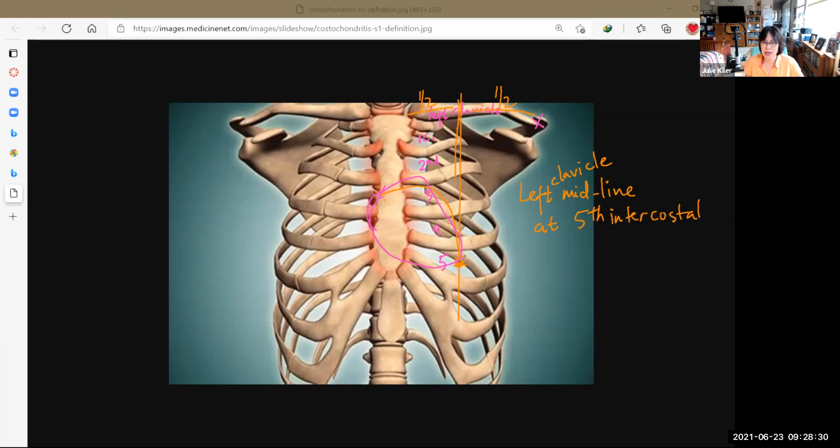Because this is the apex, this is the anatomical position of the apex. It is so important in clinical application. So where is that anatomical position? Left mid-clavicular line at the fifth intercostal.